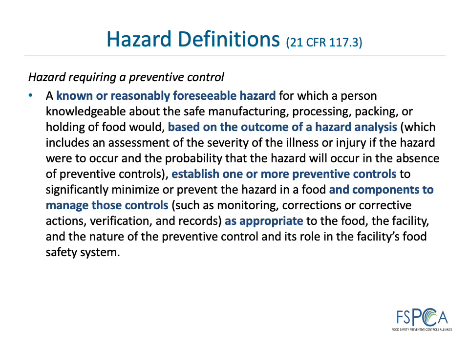Hazard requiring a preventive control: a known or reasonably foreseeable hazard for which a person knowledgeable about the safe manufacturing, processing, packing, or holding of food would, based on the outcome of a hazard analysis, which includes an assessment of the severity of the illness or injury if the hazard were to occur and the probability that the hazard will occur in the absence of preventive controls, establish one or more preventive controls to significantly minimize or prevent the hazard in a food and components to manage those controls, such as monitoring, corrections or corrective actions, verification, and records, as appropriate to the food, the facility, and the nature of the preventive control and its role in the facility's food safety system.